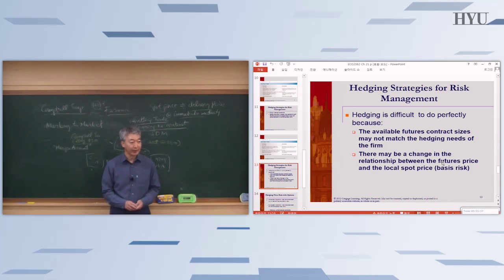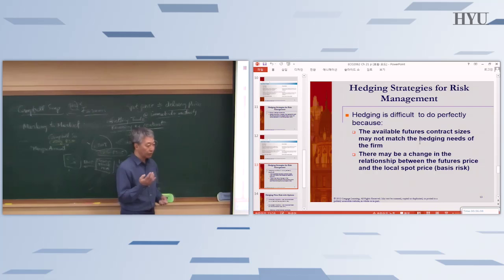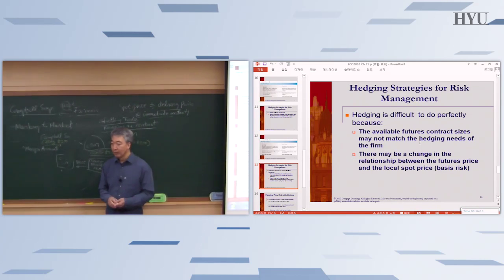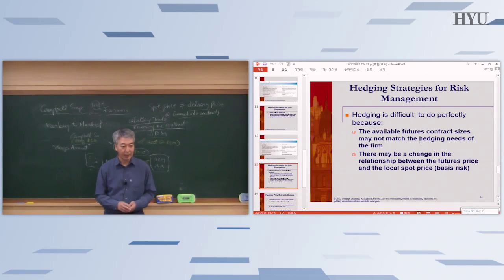Sounds nice, but there are some difficulties. Some difficulty comes from a few reasons. The available future contract sizes may not match the hedging needs of the firm. In our example, there was a nice even number: you needed 100,000 pounds of copper, and each future unit involves 25,000 pounds, so you could have purchased just 4 units, a total of 100,000. But what if you need 90,000 pounds of copper? Then what can you do? You maybe purchase 4 units, but then you're going to get 10,000 extra pounds of copper.